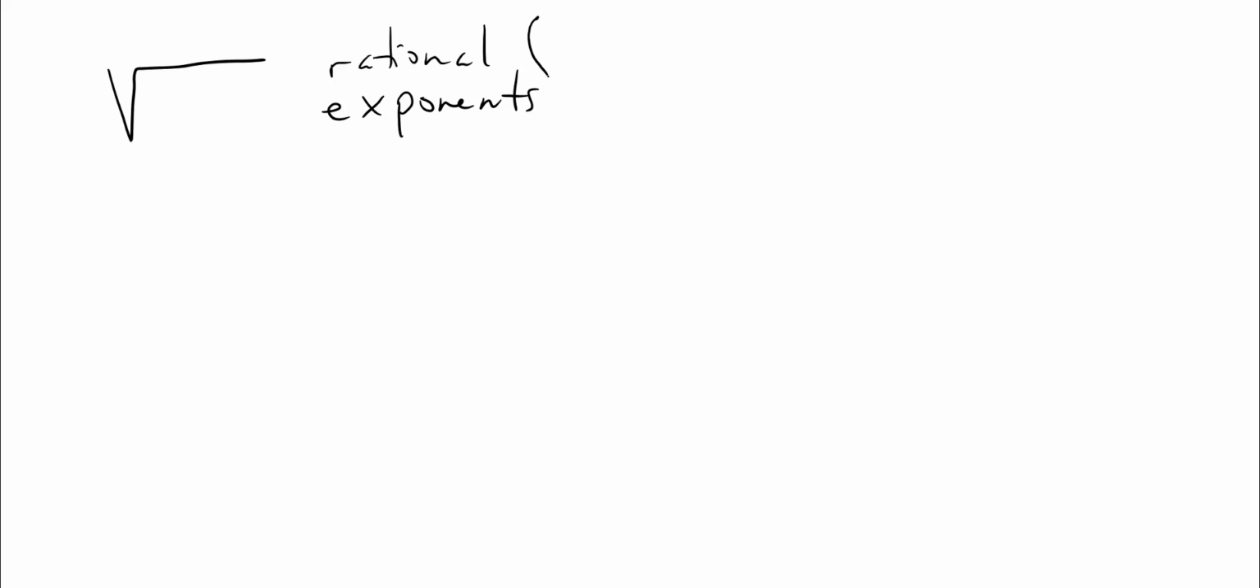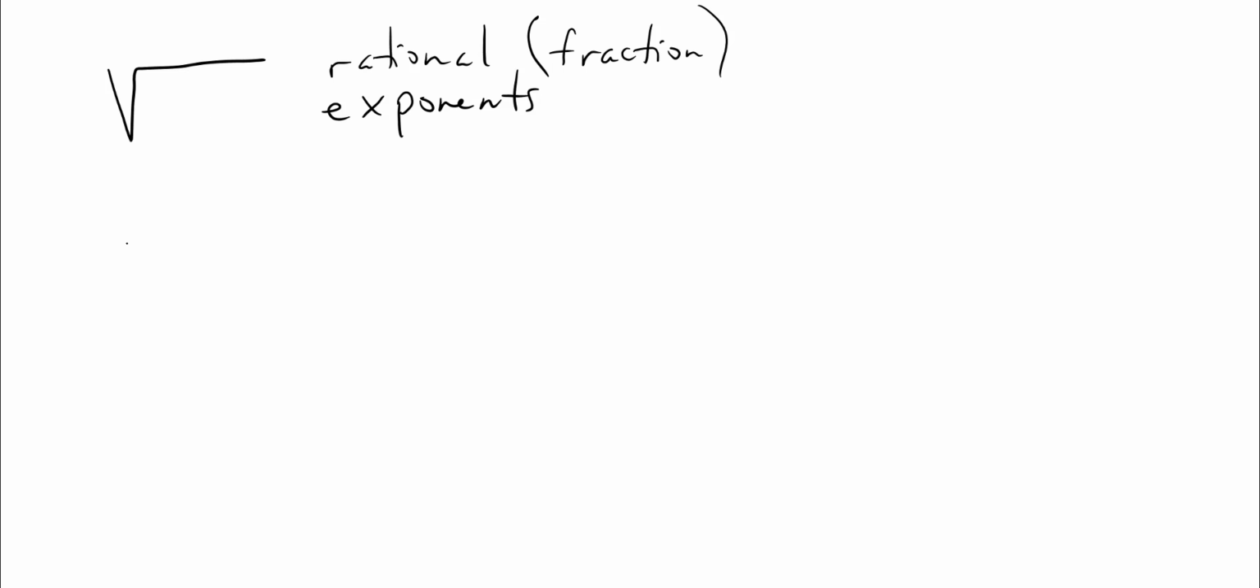Basically what we're going to do is write square roots, or what we call radicals, as exponents. And we call these rational exponents. A rational number is just a fraction. That's what a rational exponent is: a fraction.